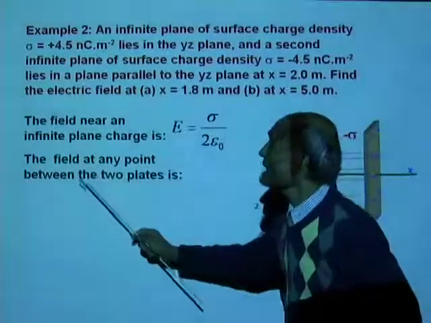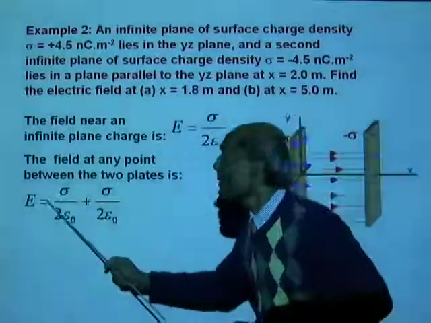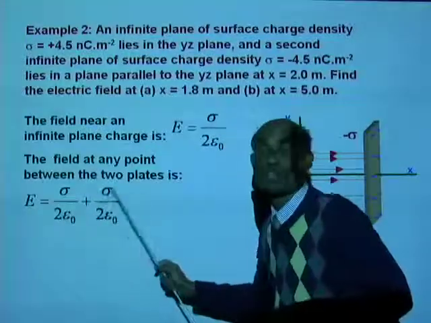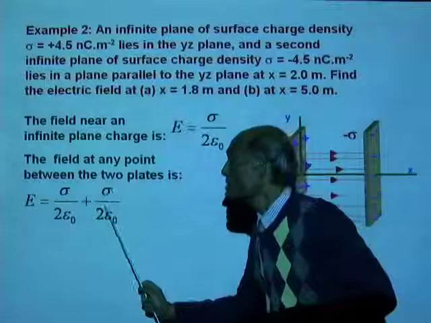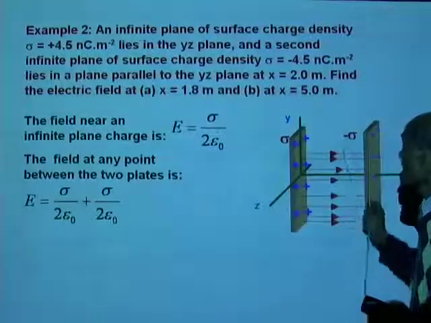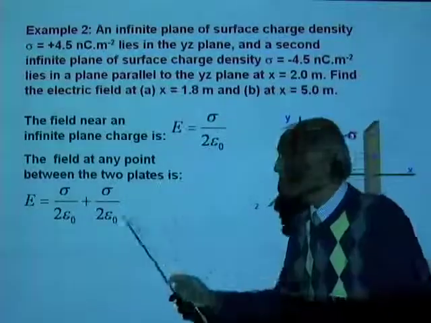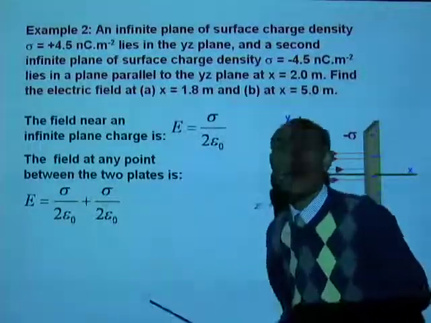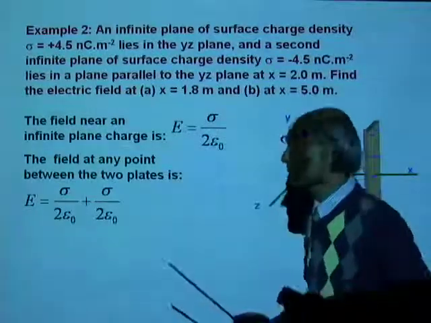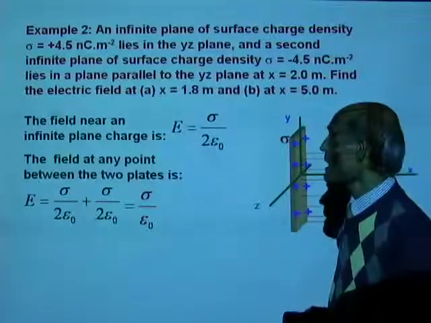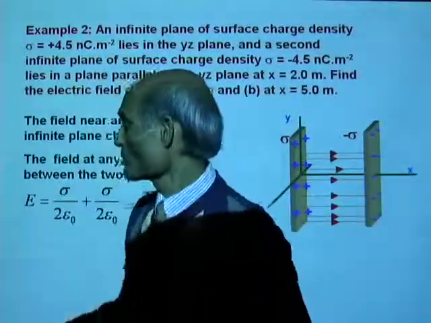That means they will add up to produce a net field. The field at any point between the two plates therefore is sigma over 2 epsilon naught, that is due to the positive plate, plus sigma over 2 epsilon naught, that is due to the negatively charged plane. They are both in the same direction, therefore they add together to give you the net field at that point. What is that equal to? Sigma over epsilon naught.